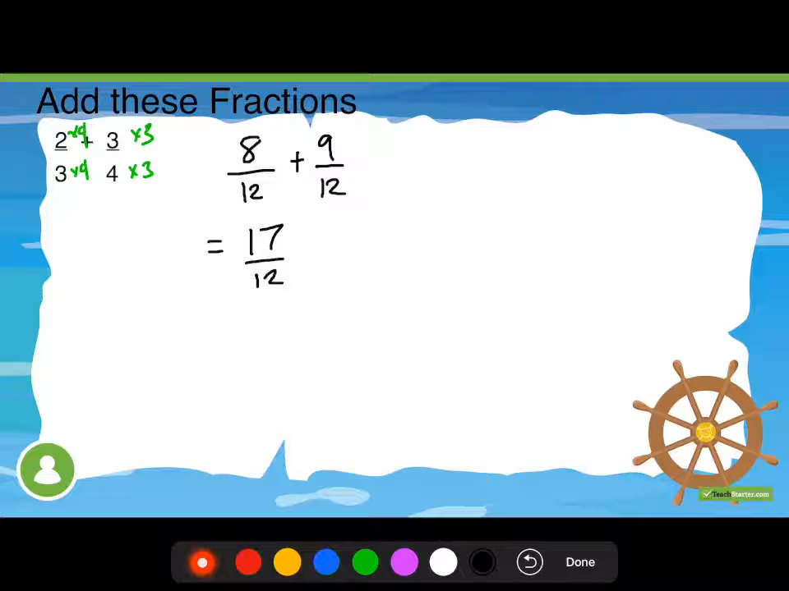Now this can definitely be simplified, and I notice that it's an improper fraction. Sorry. So I say, how many times does 12 fit into 17? That's only one time, and I have 5 over 12 remainder. In 5, the only thing that goes into 5 is 1 and 5, and 5 doesn't fit into 12, so that's it. Sorry. That's how we add these fractions. What about subtraction?